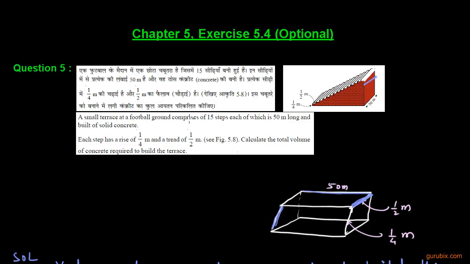Each step of this terrace is built of solid concrete. Each step has a rise of 1/4 meter. This means the height of each step is 1/4 meter, and the tread, this means the width of each step, is 1/2 meter. We have to calculate the total volume of concrete required to build the terrace. This is the question.